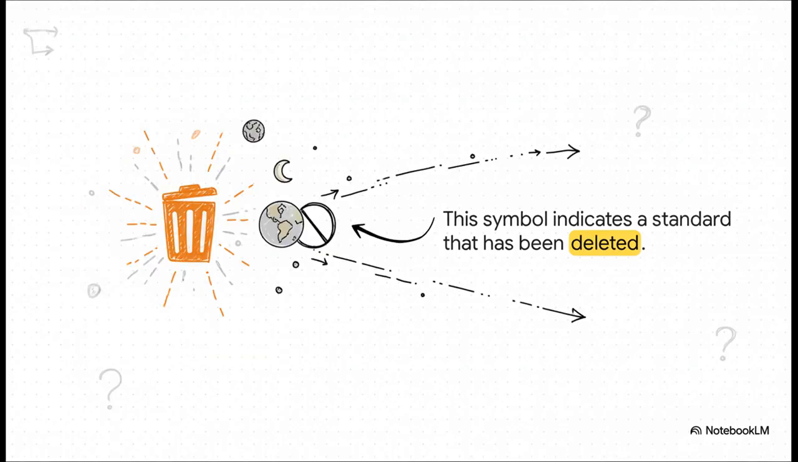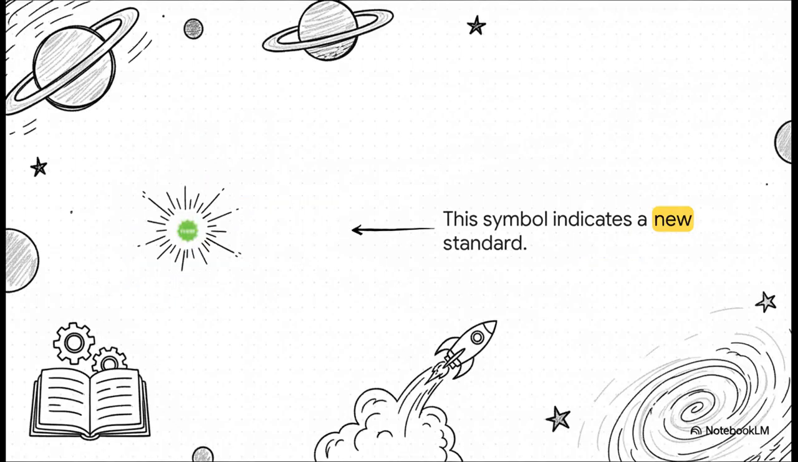Next, we have the orange trash can. And yeah, this one is pretty self-explanatory. It means a standard from the old 2017 TEKS has been totally removed from that grade level. Now, it might have been moved somewhere else, or it could just be gone completely. And finally, the green new icon. This is the fun one. It flags a brand new student expectation that's been added in the 2021 TEKS. Simple enough, right? Okay, let's put these symbols to use.